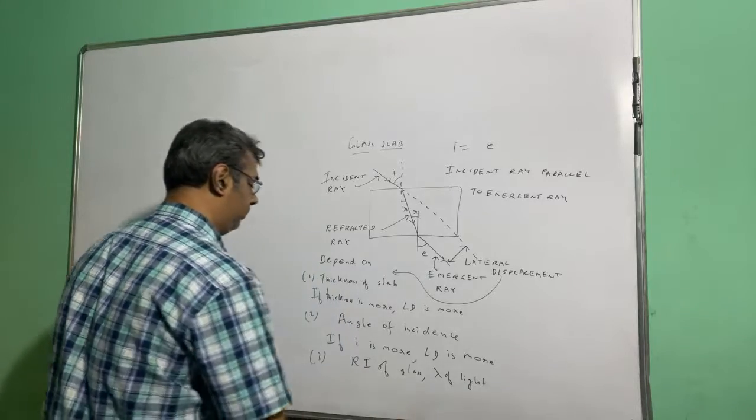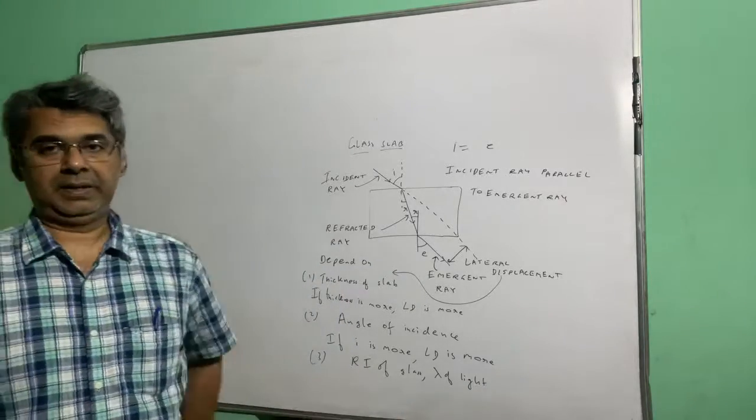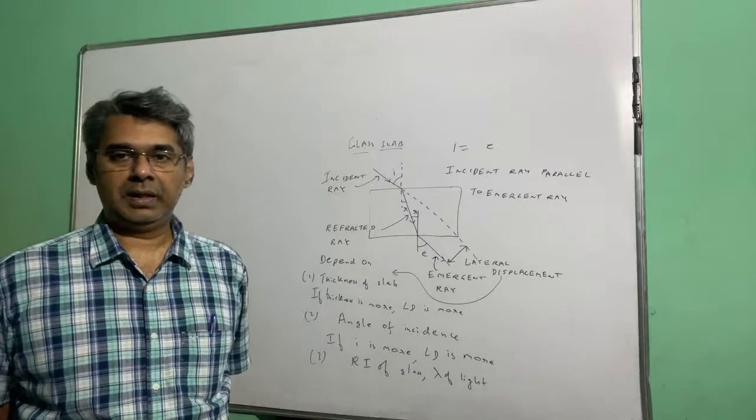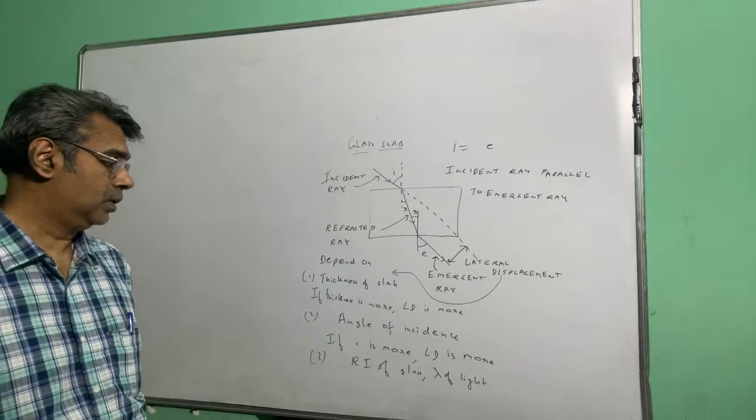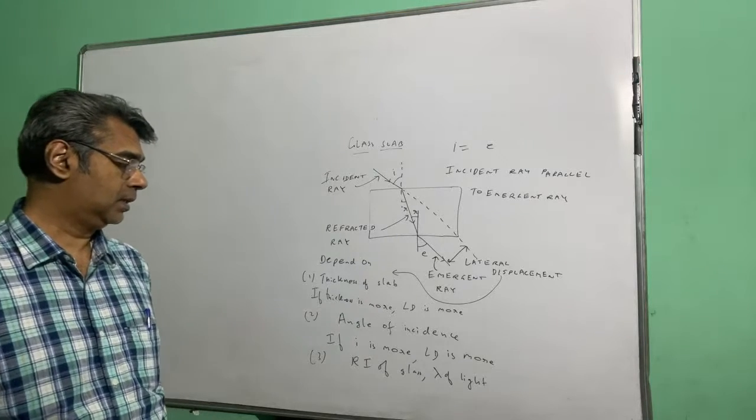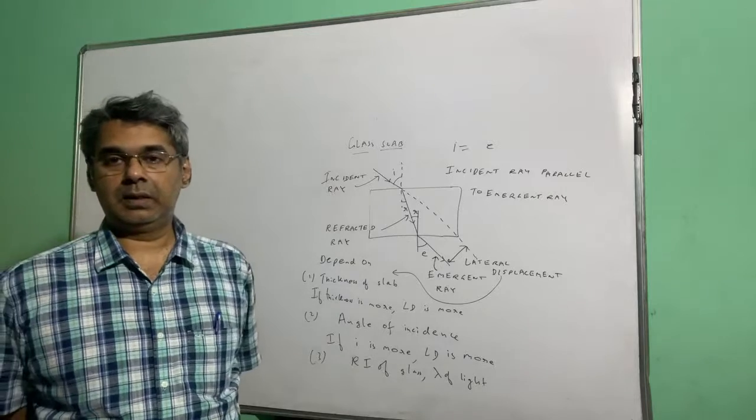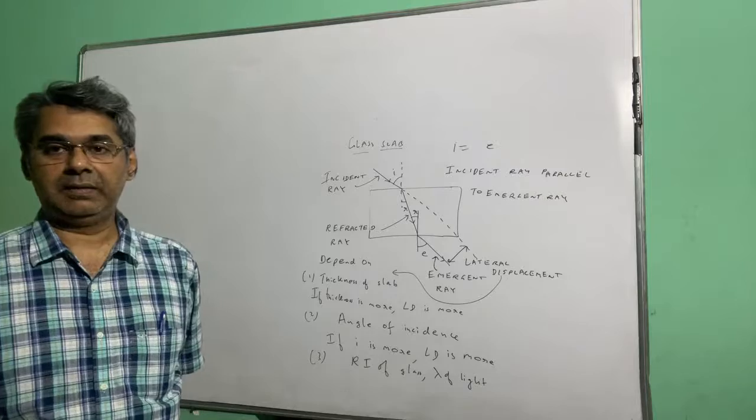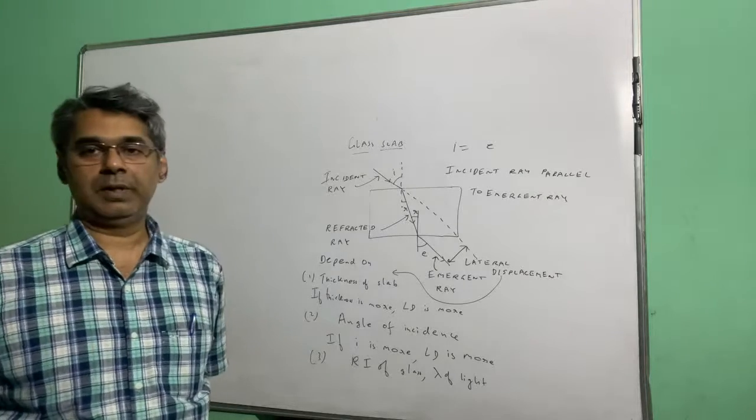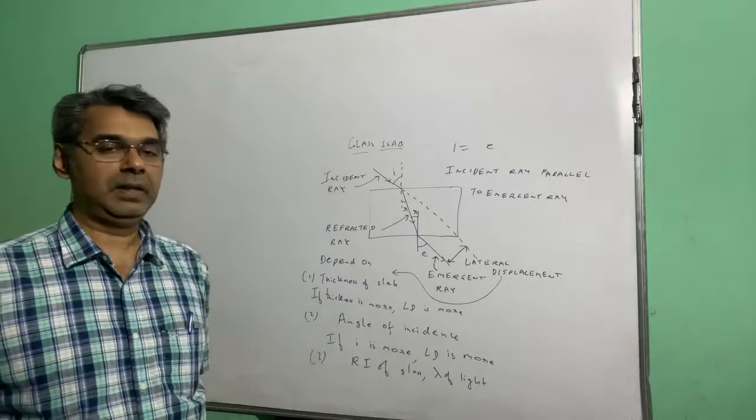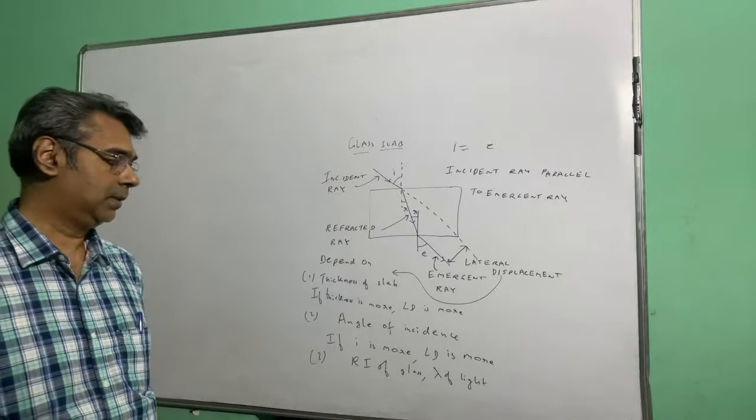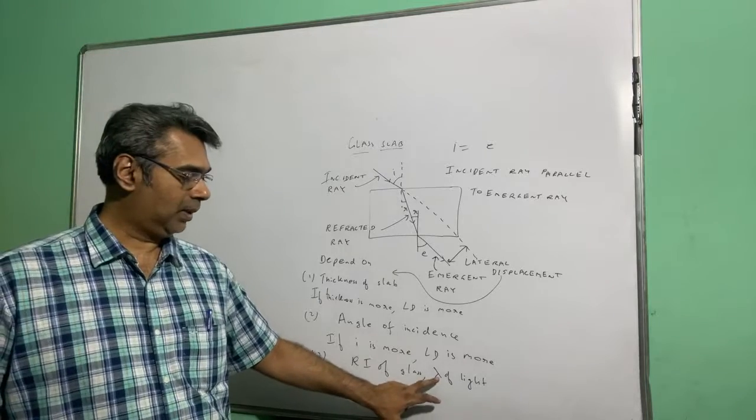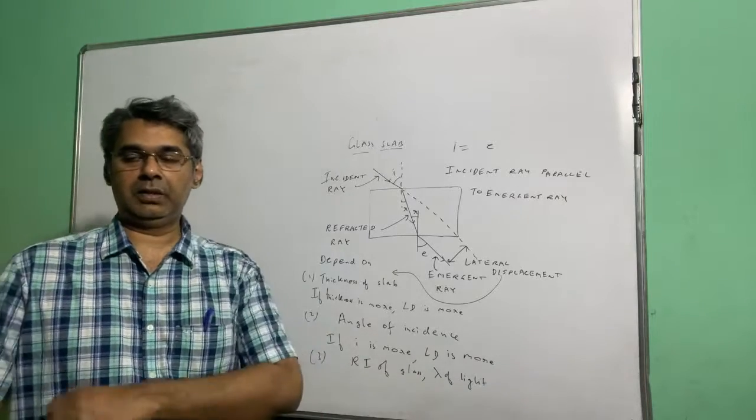Number three, it depends on refractive index. See, there is refraction happening. So refractive index will be an important measure. Now, how does it depend on refractive index? If the refractive index is more, then lateral displacement will be more. If the refractive index is less, lateral displacement will be less. Now I have written over here refractive index of glass, and then a comma. This is a symbol for wavelength, wavelength of light.